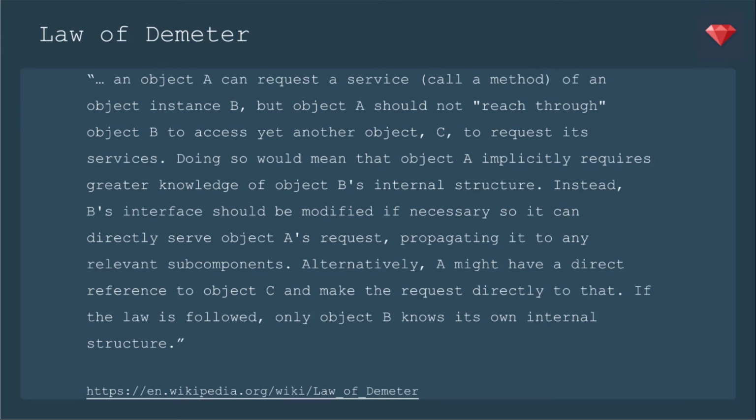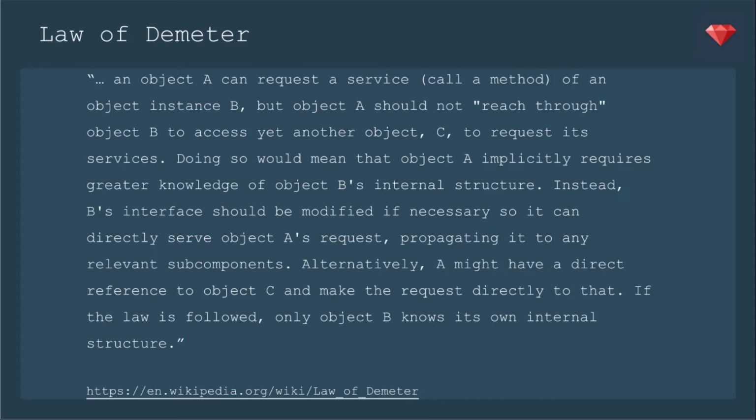What is the Law of Demeter? All right, straight from Wikipedia. I'm going to go ahead and read this whole thing. An object A can request a service, call a method, of an object instance B, but object A should not reach through object B to access yet another object, C, to request its services.